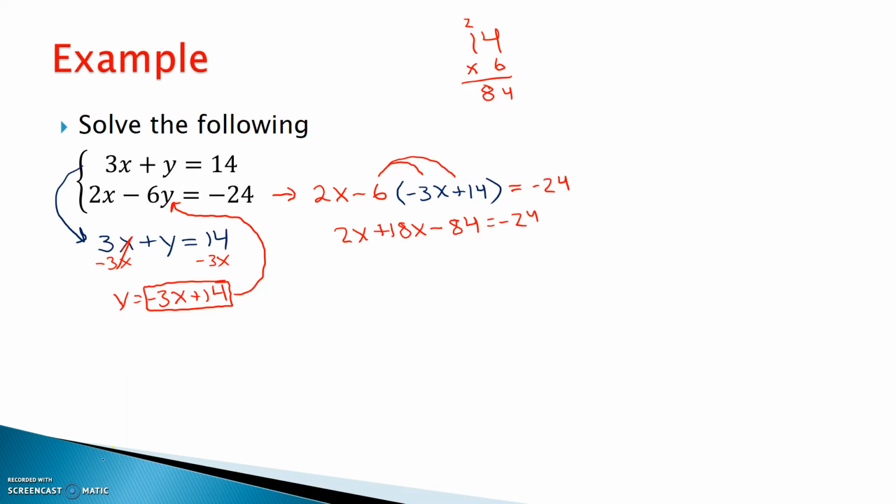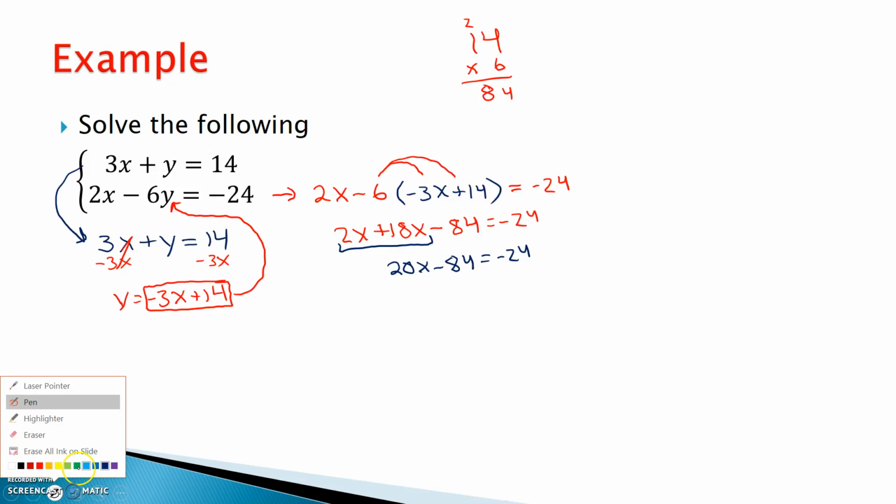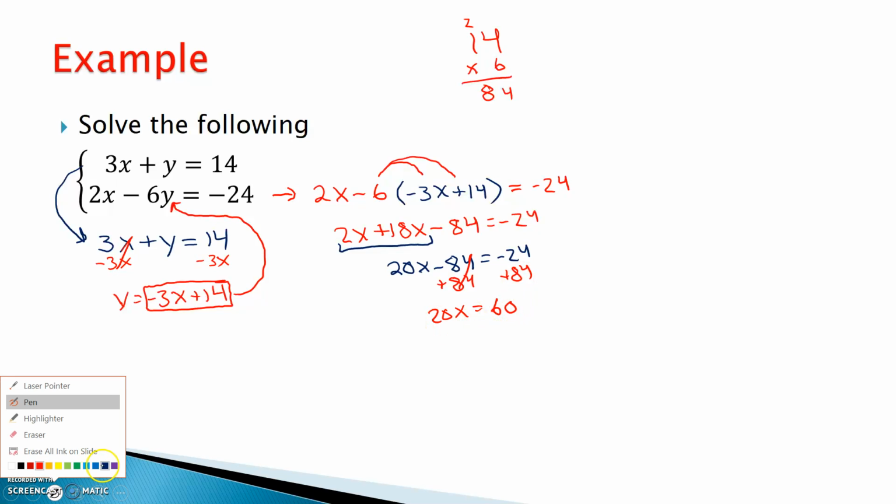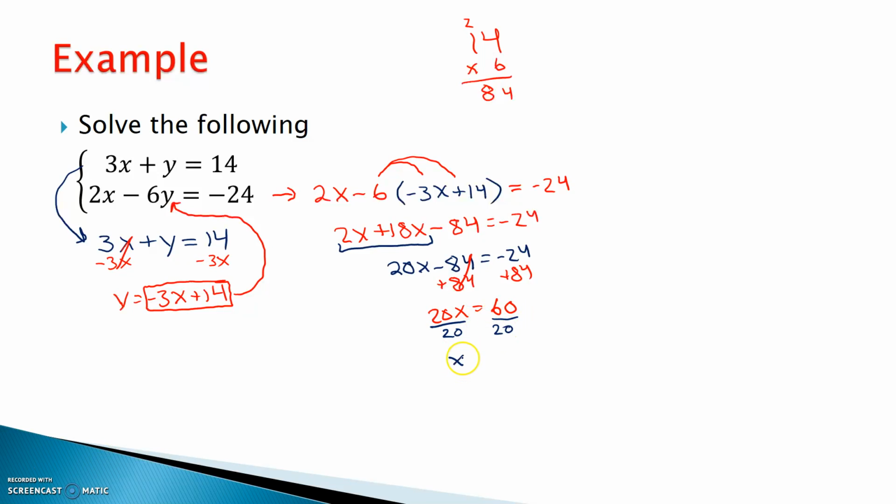Ask yourself, can I combine anything? Is there anything I can collect? Here we have 2x and 18x, which give us 20x, minus the 84 is equal to negative 24. Now, two-step equation here. I want to make sure that I add 84 to both sides. Add 84. I get 20x is equal to 60. If I divide both sides here by 20, I get x is equal to 3.